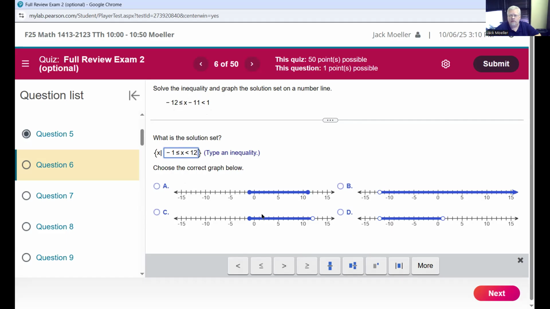And then to graph it, well, there's -1, so it can't be D or B, because those are going to be like -12s. So if you look at A and C, closed circle on the left, open circle on the right, so it'd have to be C. All right, so that is your inequalities.